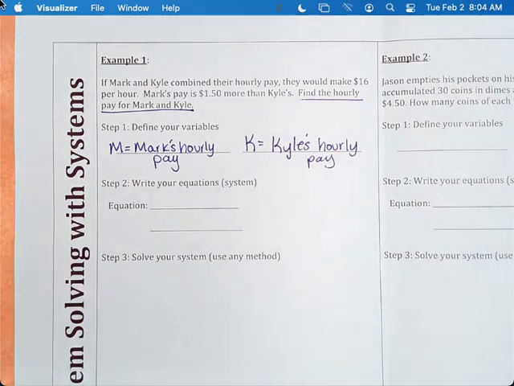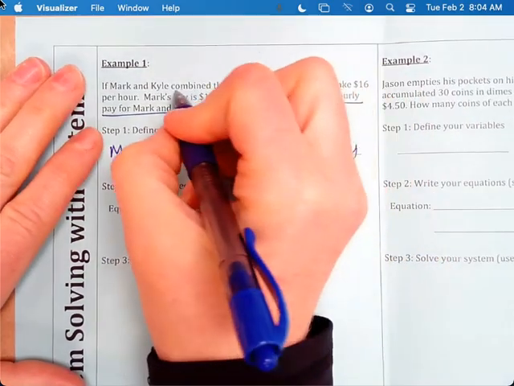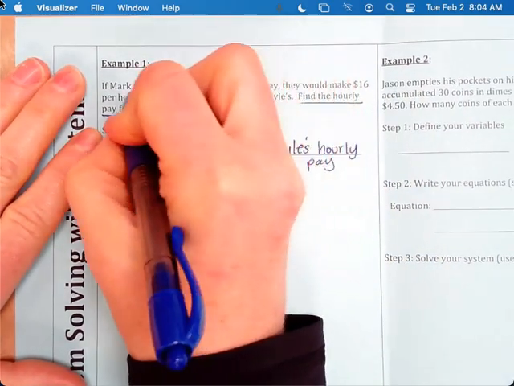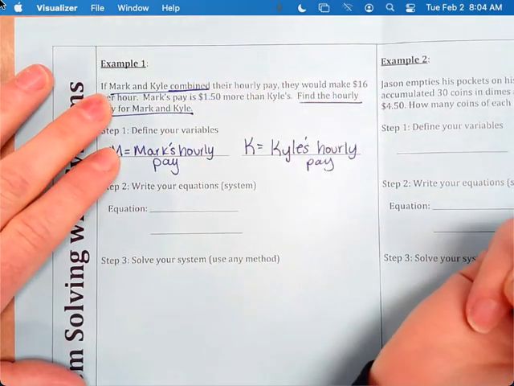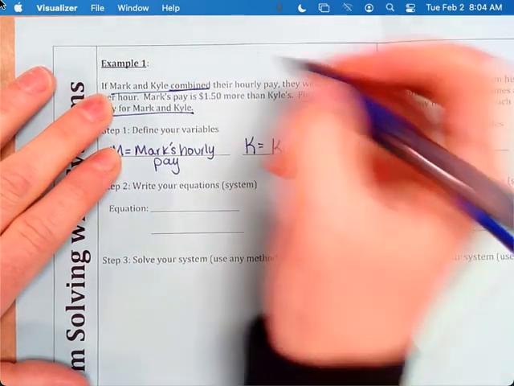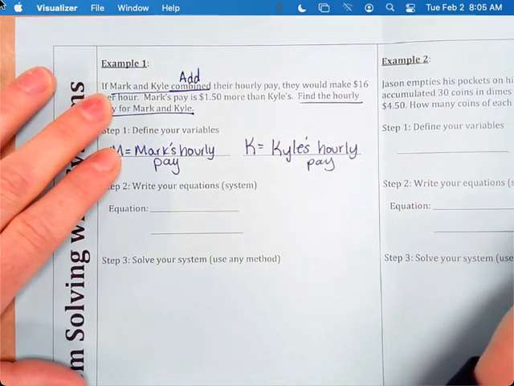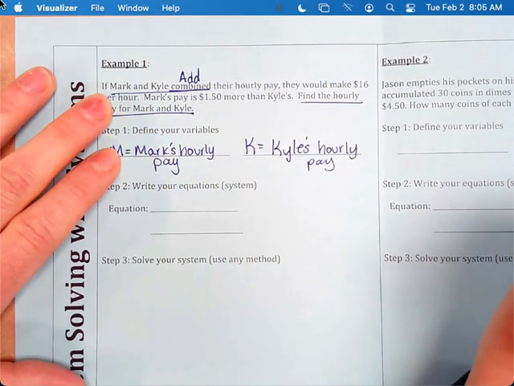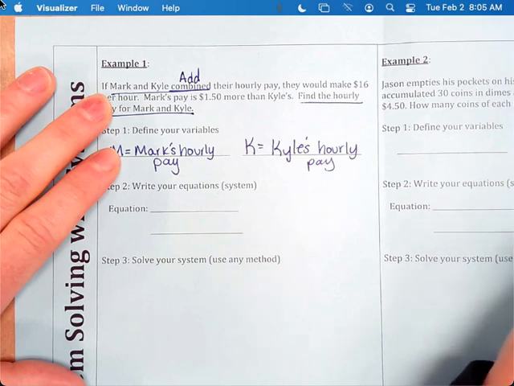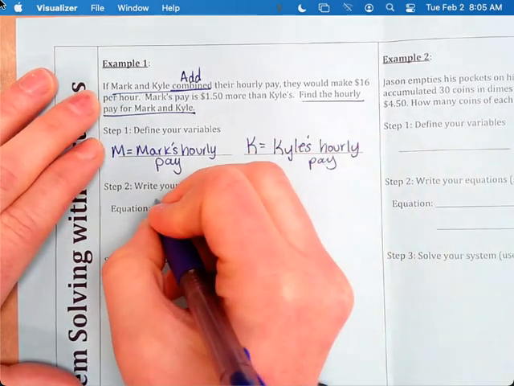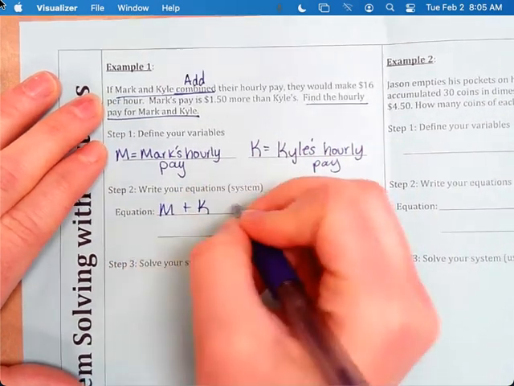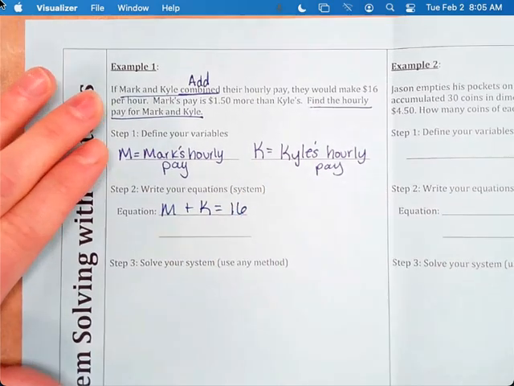Now we need to write our system. If Mark and Kyle combine their hourly pay, they would make $16 an hour. So what operation takes into account for combining? We're going to add. So their hourly pay combined is $16. So M plus K equals 16.